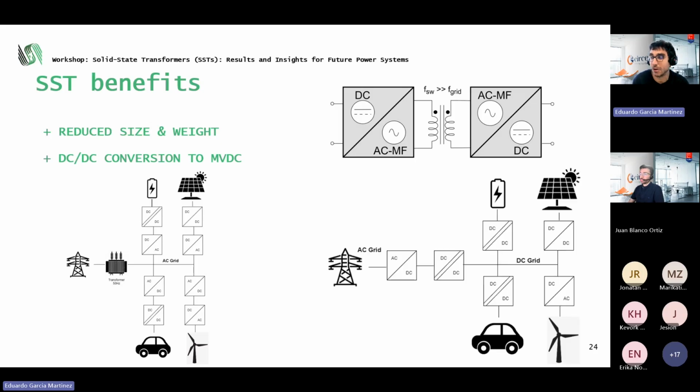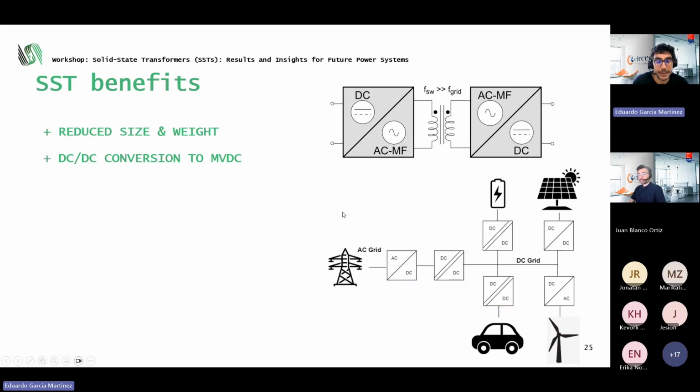So if we interconnect all of them in DC, and in medium voltage DC, we are going to need these SSTs in order to interconnect them and to avoid the different stages of conversion, if we are only going from generation to loads in DC instead of going to AC. But one of the main benefits is also the controllability.